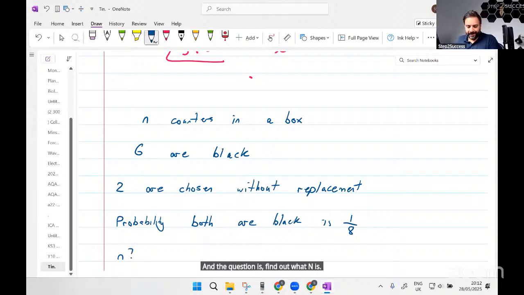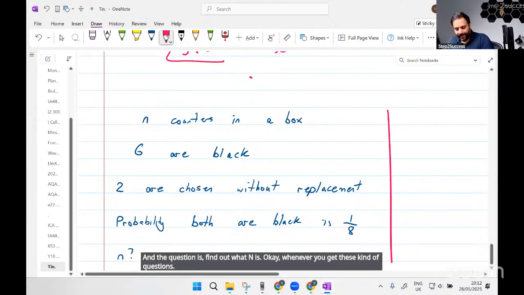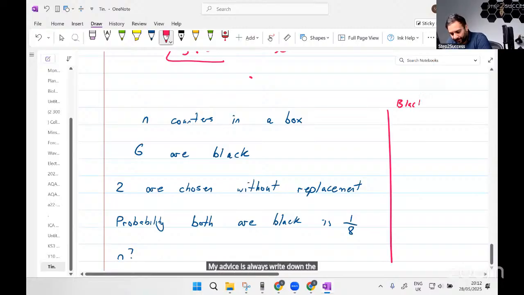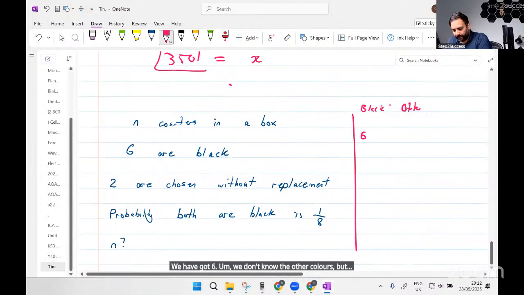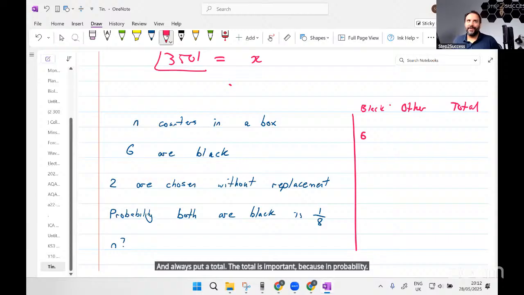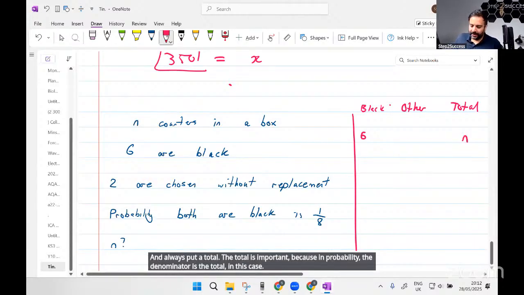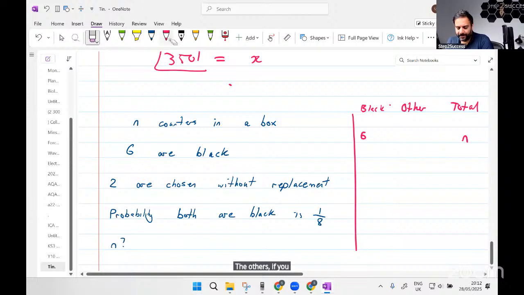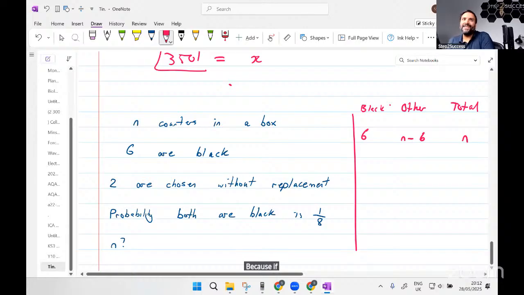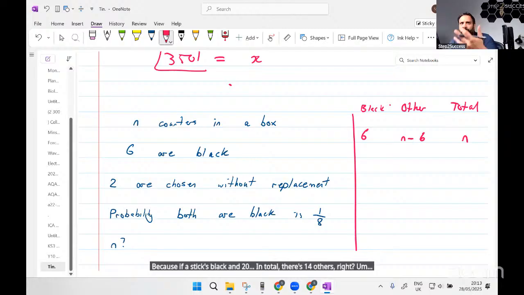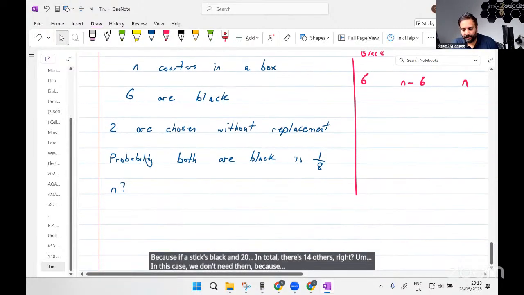Okay, whenever you get these kind of questions, my advice is always write down the colors in the bag. So black, we have got 6. We don't know the other colors, but just put other for now if you like. And always put a total. The total is important because in probability, the denominator is the total. In this case, n is the total. The others, if you needed them, you don't in this question, but if you did, they'd be n minus 6. Because if there's 6 black and 20 in total, there's 14 others, right? In this case, we don't need them because this is a relatively straightforward question.